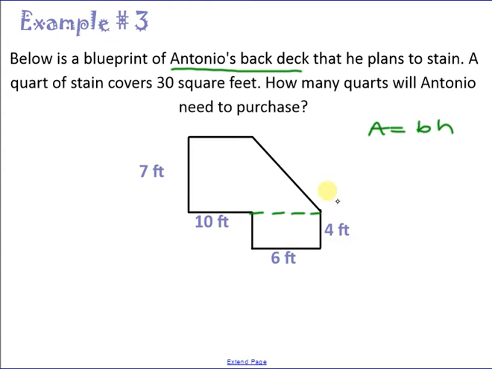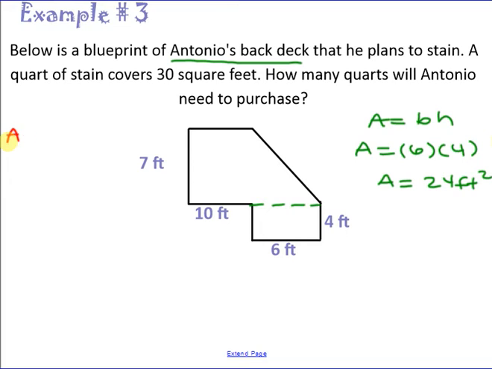Area equals base times height. Area equals, so it has a base of 6 and a height of 4. 6 times 4 is 24. Now I'm going to do the trapezoid. So area equals base 1 plus base 2 times the height times 0.5.